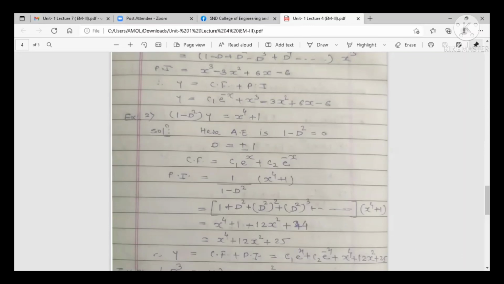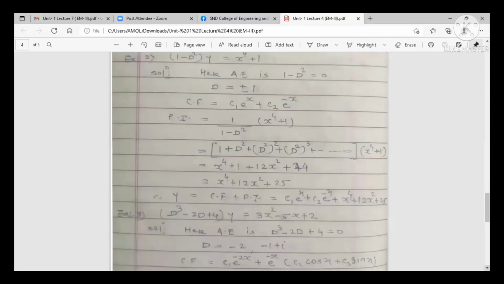And so the PI is here. PI is 1 upon phi of D into f of x, 1 upon (1 minus D square) into x raised to 4 plus 1. And so you use here the series 1 upon 1 minus x. The 1 upon 1 minus x series is 1 plus D square plus D square square plus D square whole cube and so on, into x raised to 4 plus 1. Now solve for this x raised to 4 plus 1. The degree of x raised to 4 plus 1 is 4. So you count the terms up to D raised to 4.